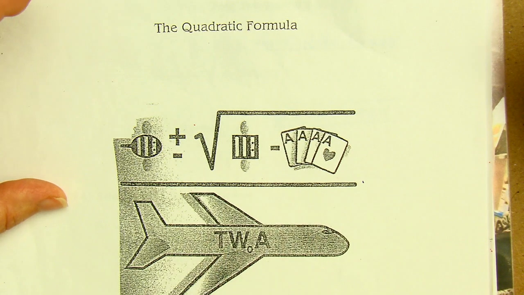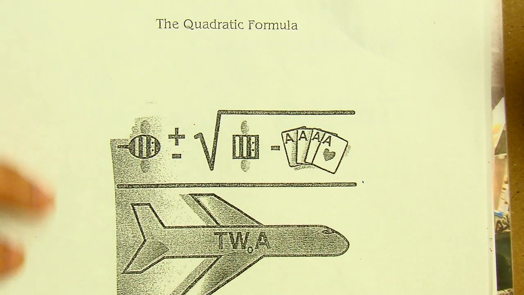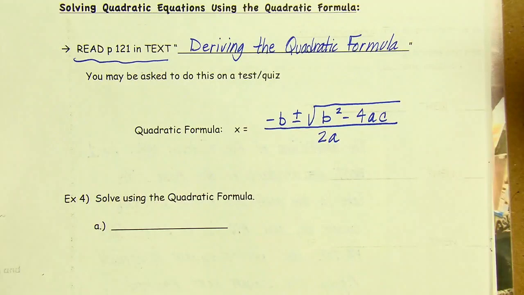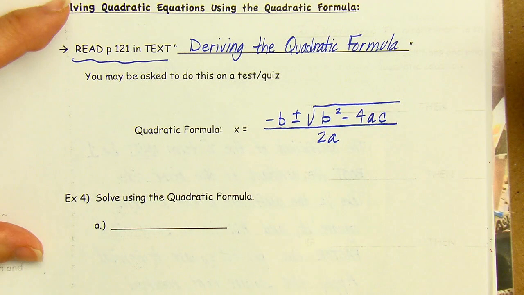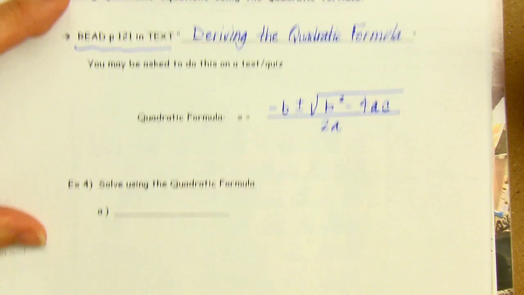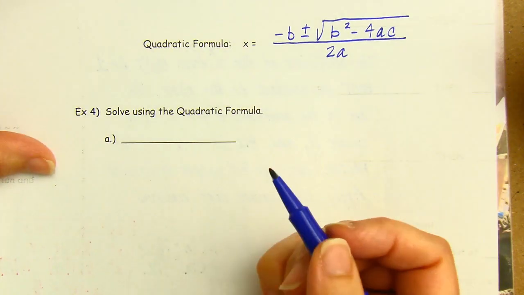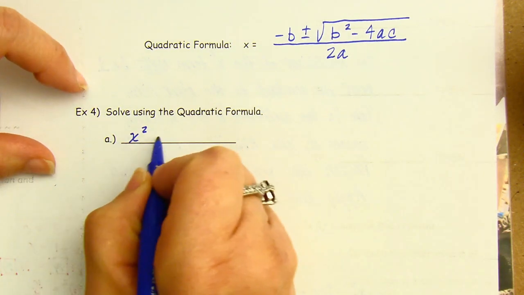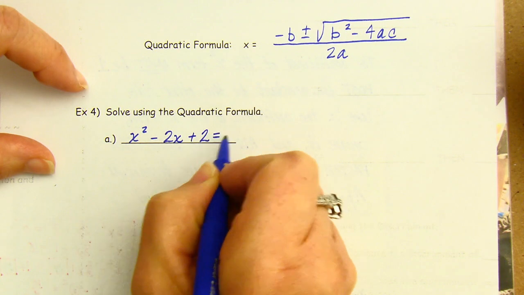I will at some point give that to you on a test or a quiz so that you have the quadratic formula. Technically, you should memorize it, but if not, you at least have that to fall back on. Now, we're going to do one example, solve using the quadratic formula, and then we'll be done with today's video lesson. x squared, subtract 2x, add 2, equals 0.